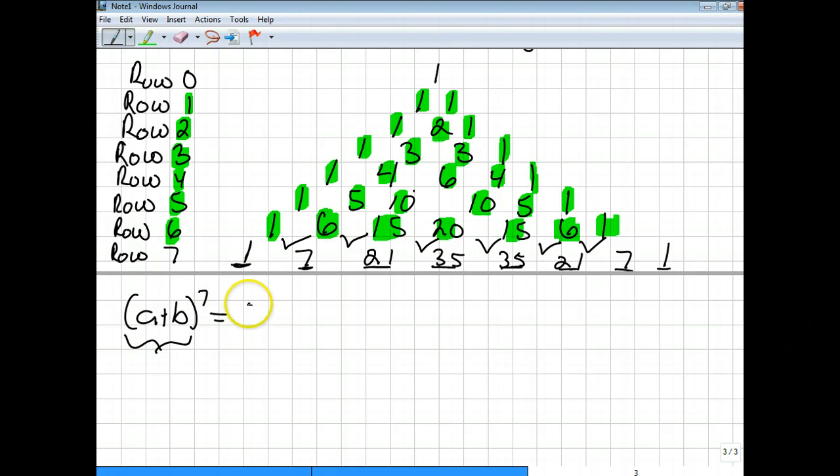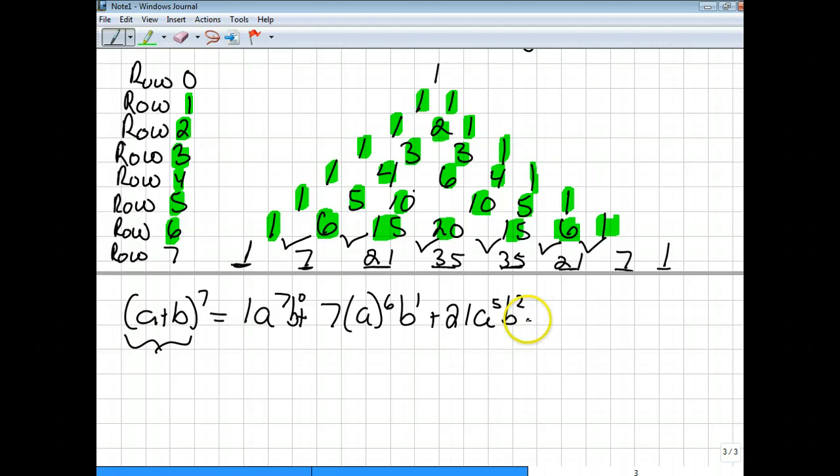So I could construct what this would come out to by using the patterns. So we know it would be 1 times a to the 7th plus 7 times a to the 6th, b to the 1, plus 21 a to the 5th, b to the 2nd. So notice that the power on the a is decreasing by 1, and the power on the b is increasing by 1. So this one would have been b to the 0 here.